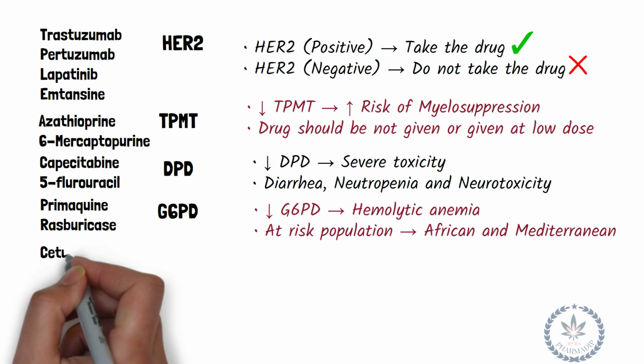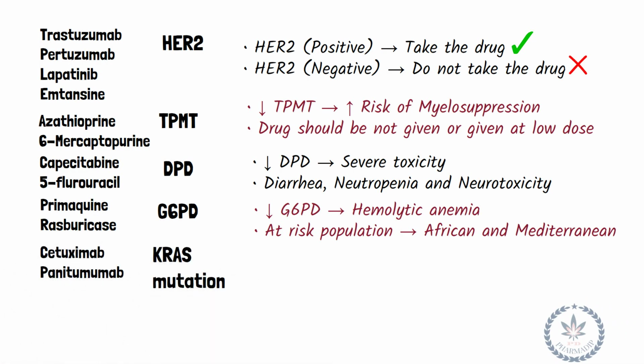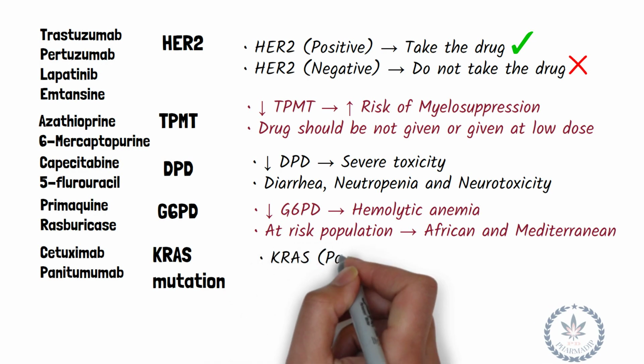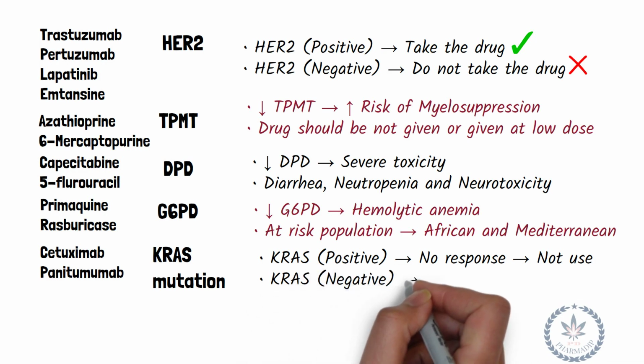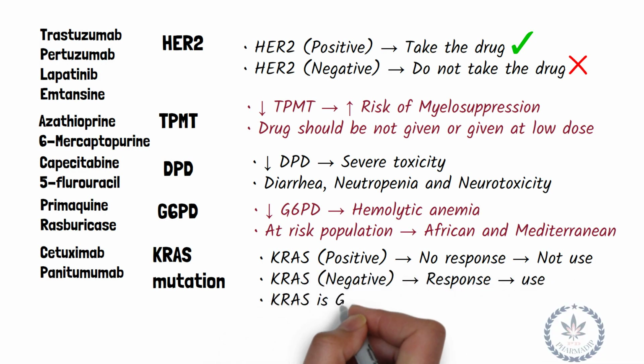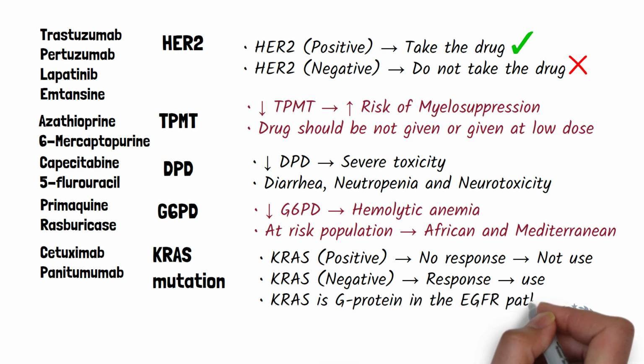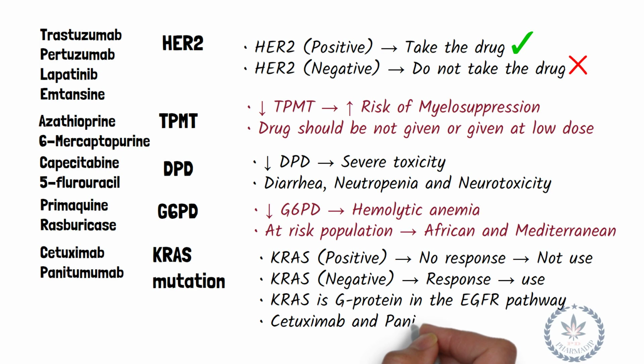For cetuximab and panitumumab, KRAS mutation. If an individual shows KRAS positive, then there is no response to these drugs, so do not use them in such individuals. If KRAS negative, then these drugs show response and can be used. KRAS is a G protein in the EGFR pathway. EGFR is the epidermal growth factor receptor. Again, cetuximab and panitumumab inhibit EGFR, blocking growth factor binding, receptor activation and subsequent signal transduction events leading to cell proliferation.